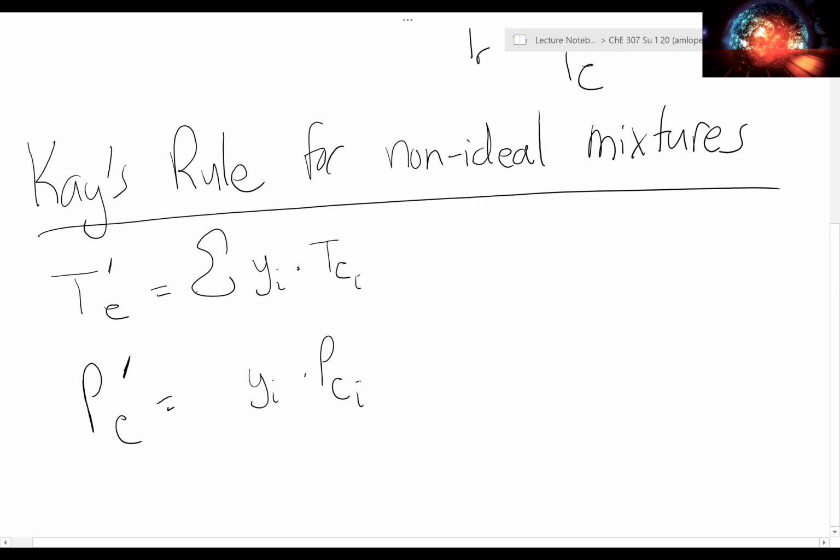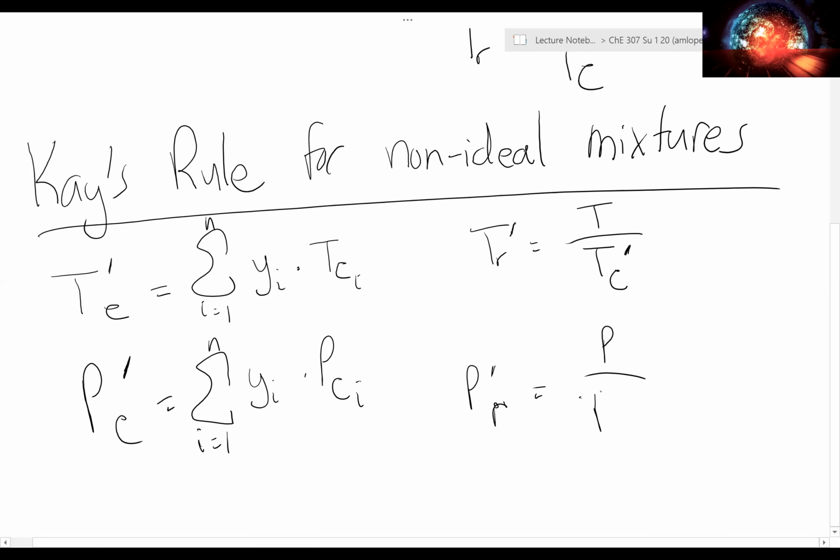And so what you do is you approximate that in relation to each species in the mixture. And so with that, you get an idea of what those values are. And then the pseudocritical reduced temperature is just the actual temperature over that pseudocritical temperature. And the pseudocritical reduced pressure is the actual pressure over the pseudocritical pressure.